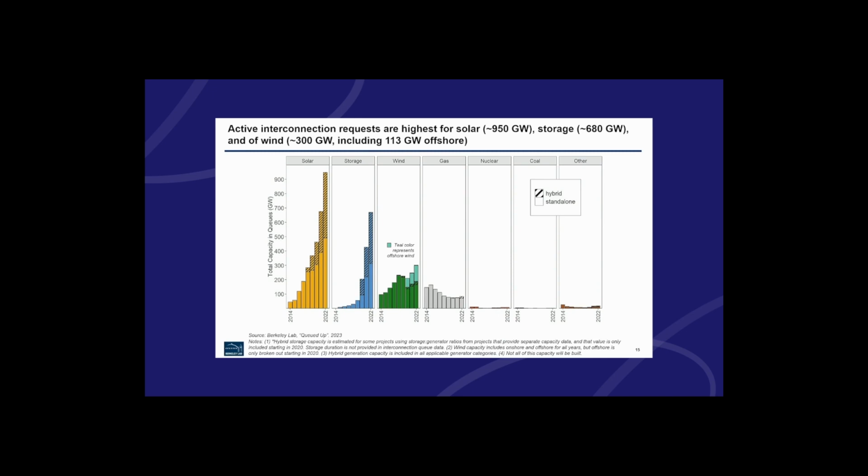The other trend I want to point out here is look what's happening with gas. So from 2014 to 2022, we see a decline in developers' applications to connect new gas power plants. And then you don't really see much of anything else. That's also pretty remarkable. So I think nuclear, we might have 5 gigawatts in the queue, coal, essentially nothing, and then a smattering of other types of power plants. But really, everyone's wanting to build solar, storage, and wind right now.